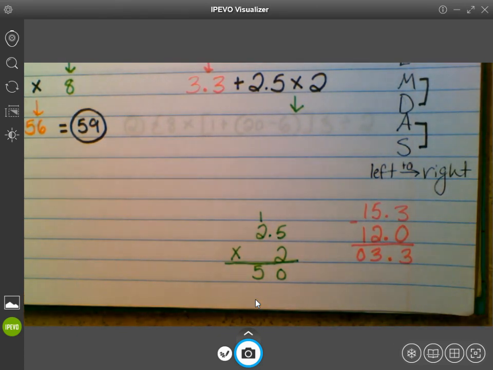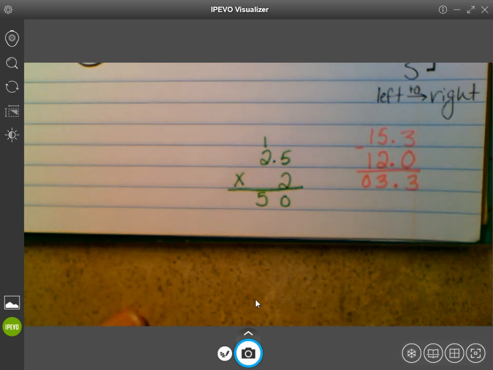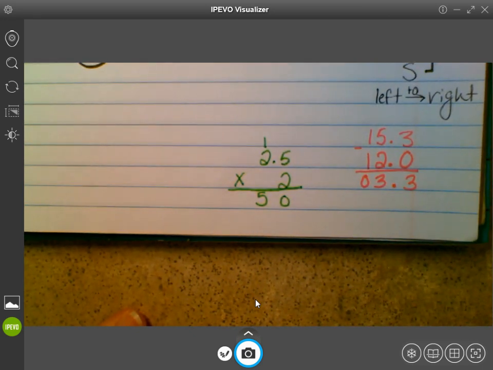What am I missing? Decimal. How do I figure out where to put the decimal? Nope, I don't bring it down. That might work for this one, but that's not how it works. How does it work? Who remembers? Whisper to the person next to you. How do I know where to put the decimal in a multiplication problem?